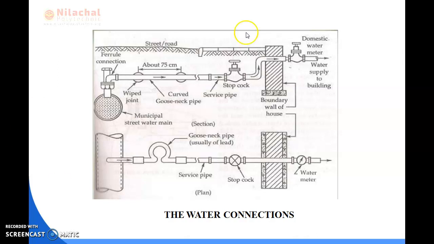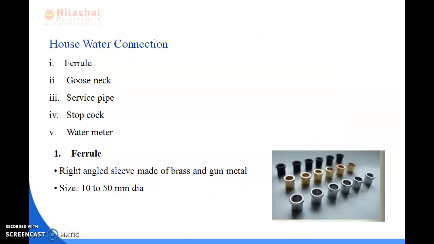Okay. Next, I have already discussed the house water connections. You can see the images here. First is the ferrule connection, wiped joint, curved gooseneck pipe, stopcock, service pipe, boundary wall of the house, water meter, and then water is supplied to the building. So in the house water connections, we have discussed the ferrule, gooseneck, service pipe, stopcock, and water meter.